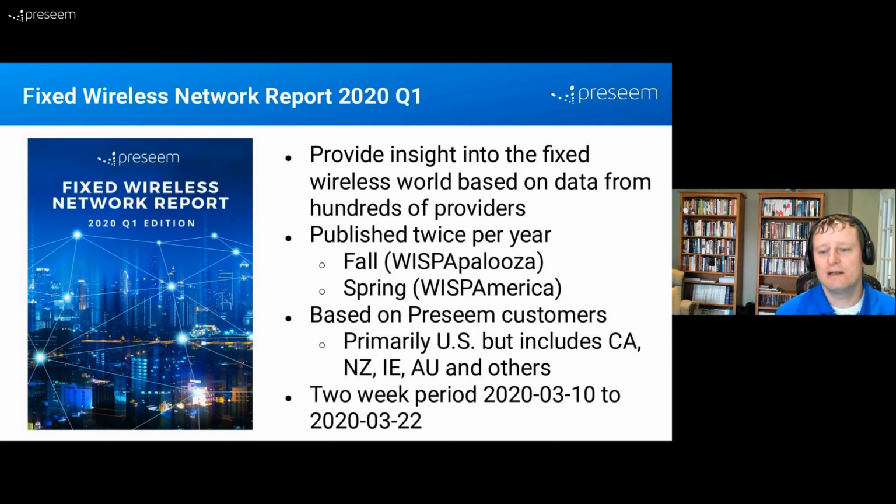And because we have this data, we wanted to put together something that would provide value both to our customers and also to the wider WISP community, because I think we can show some interesting trends and results that are hard to get from other places. So because of that, we created the fixed wireless report. The first edition was 2 WISPapaloozas ago. So this one represents the 4th edition.